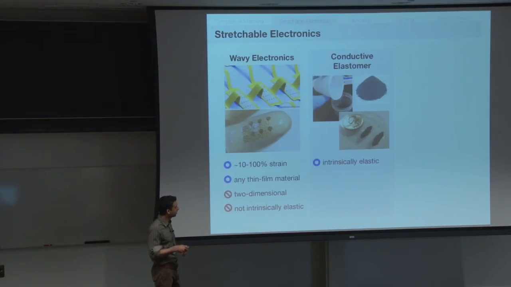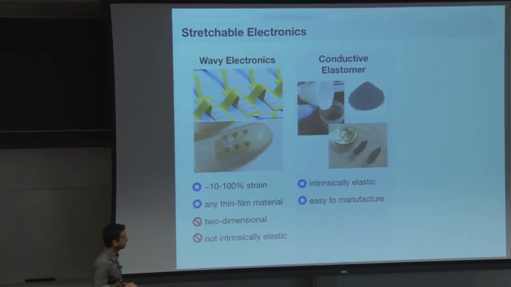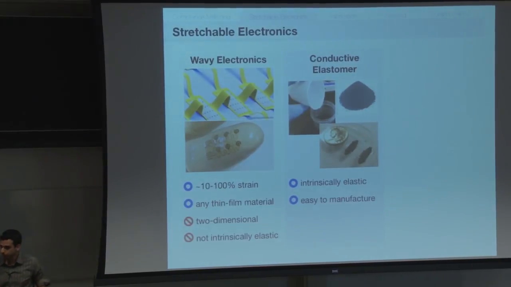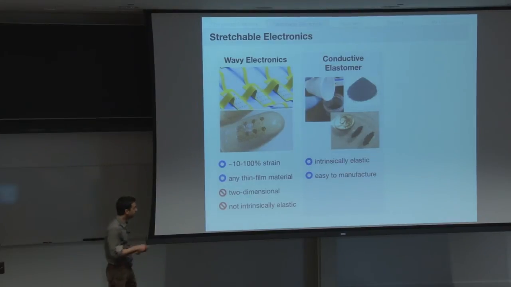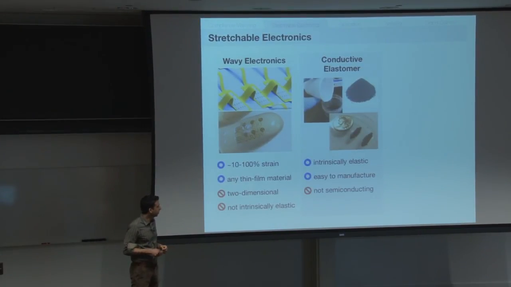This just means taking conductive micro- or nanoparticles and mixing them into a soft elastomer. This is something we do. We don't do wavy electronics in my group, but we do quite a great deal of work with these conductive elastomers. They're very easy to manufacture and to process. You can just laser micro-machine them into any kind of microelectronic circuit.